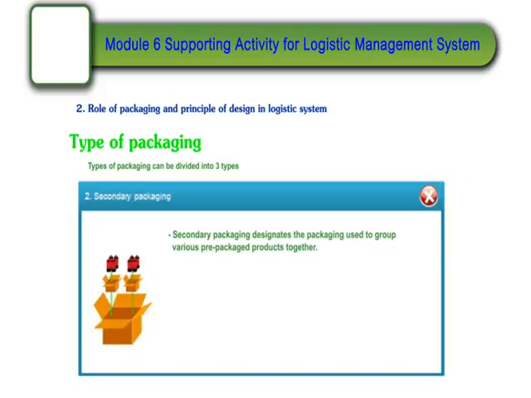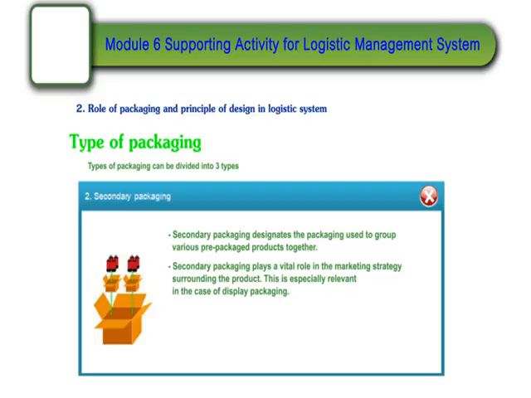Secondary packaging designates the packaging used to group various pre-packaged products together. As secondary packaging is not in direct contact with the actual product, its use and application usually differs distinctly from those of primary packaging. Secondary packaging can be said to have the following functions. First, secondary packaging plays a vital role in marketing strategy surrounding the product. This is especially relevant in the case of display packaging.